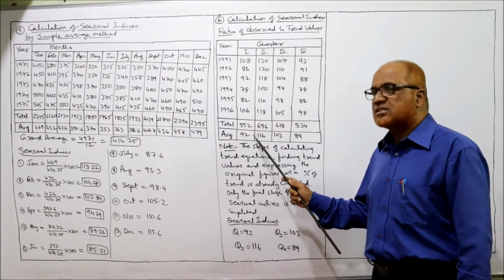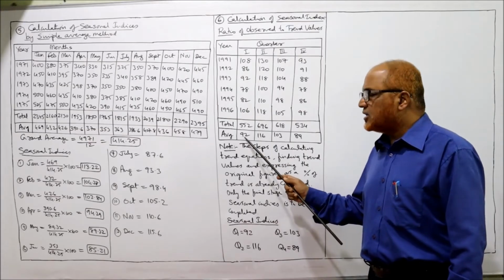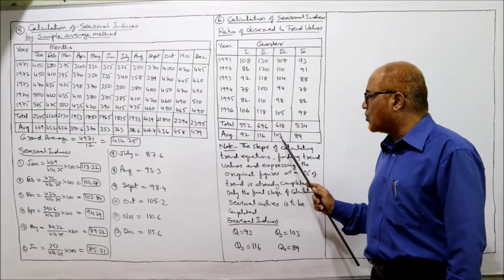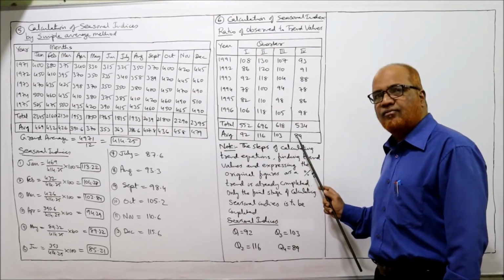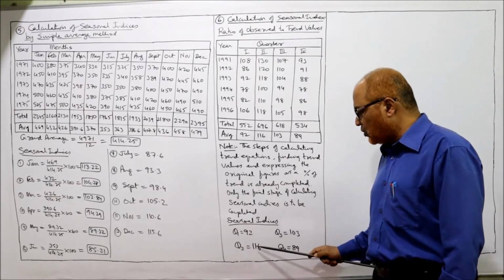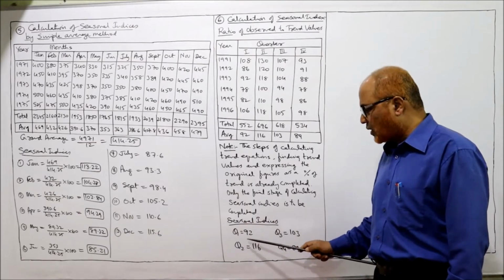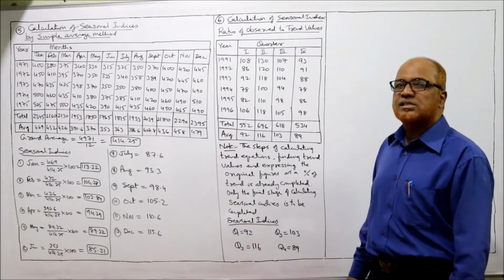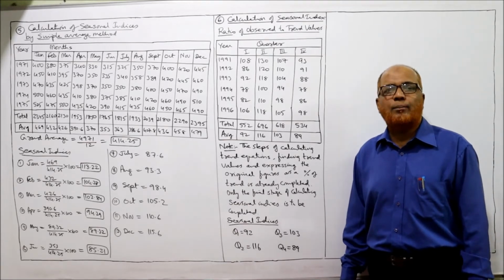So this average is the seasonal index. 92 is the seasonal index for the first quarter, 116 for the second quarter, 103 for the third quarter, 89 for the fourth quarter. So these are Q1, Q2, Q3, Q4: first quarter, second quarter, third quarter, fourth quarter seasonal index. That's all. So this is the end of problem number 6.